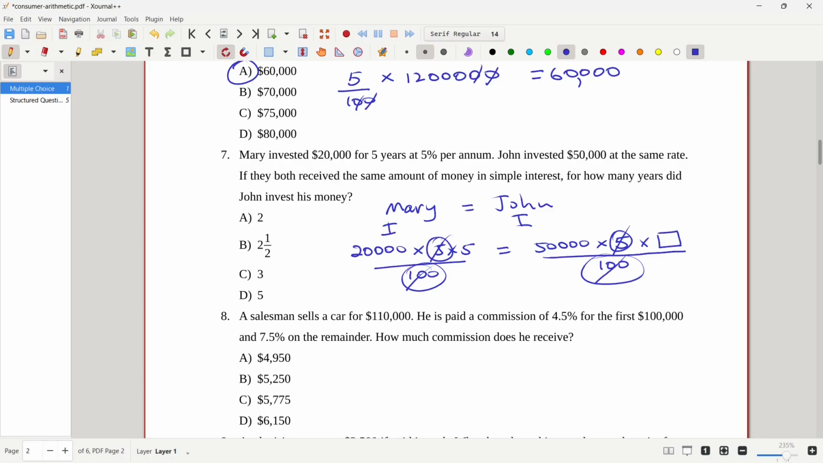Now, if I want to find out what this little box has inside of it, I'm going to need to divide both sides by this 50,000. So I'm going to get 20 divided by 50 times 5. The 5 will cancel and leave me with 1, and I cancel the 4 zeros with the 4 zeros, and I get 2. So that means 2 years is what his investment was.